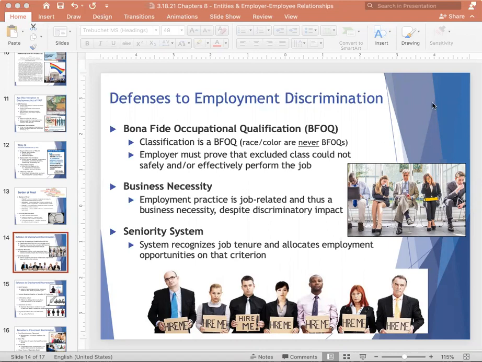And then seniority system is also a defense that can be used, and we often see seniority system for the hiring and promotion process. And this essentially recognizes job tenure and will allocate opportunities based upon that. So the longer that you're in your work, the more likely that you have an opportunity for promotion or a job reallocation and just different employment opportunities because of your time spent there. So seniority system can also be a justification for providing certain employment benefits to groups of people over other groups of people.